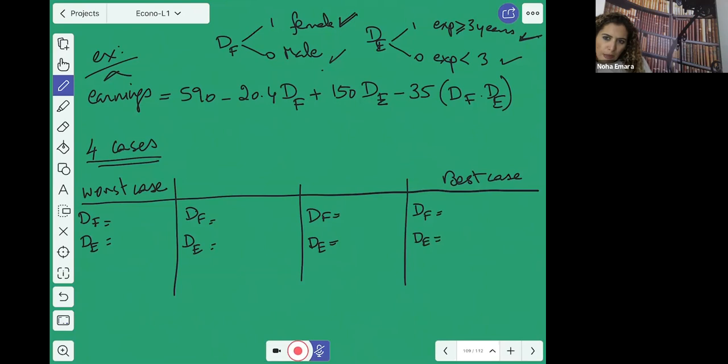So let's see. If I'm assuming that females earn less, and of course with a small number of years of experience, then it's even worse. So what do you think the values for DF and DE?